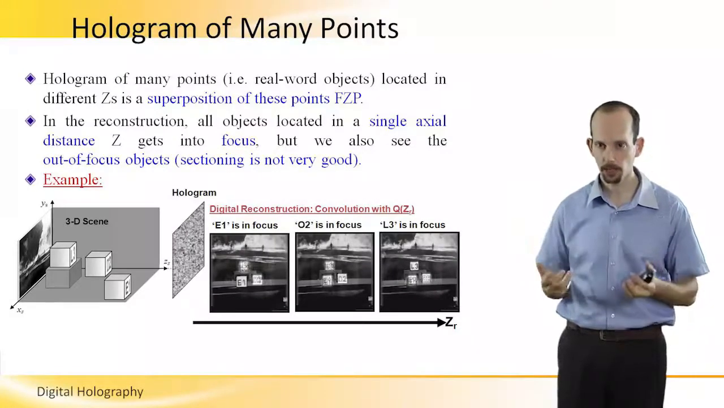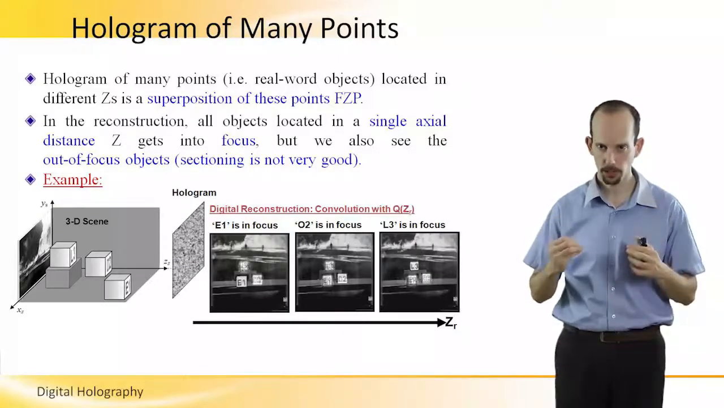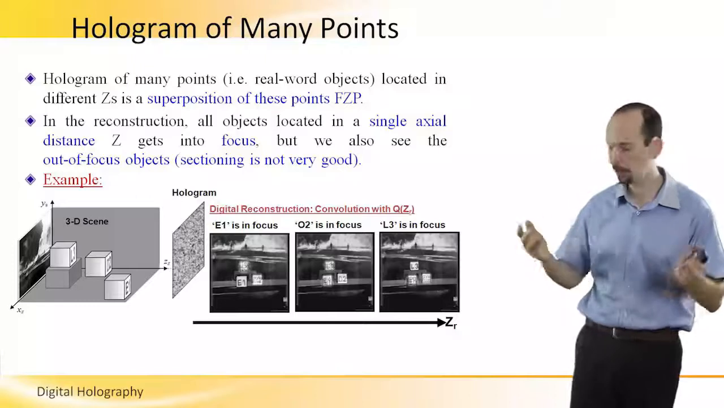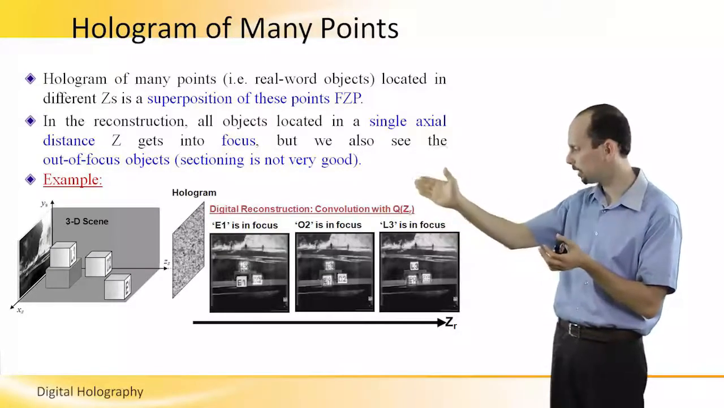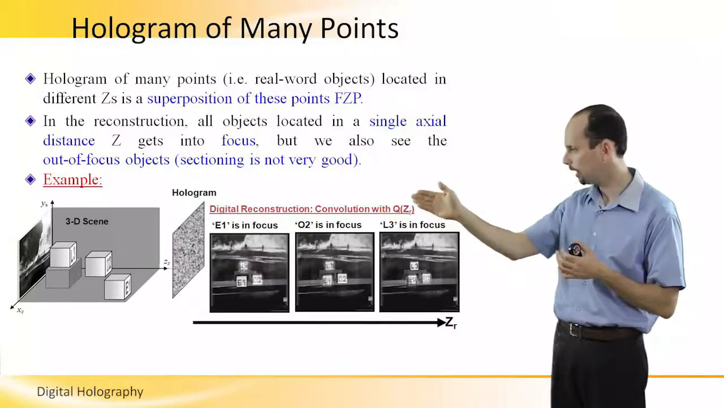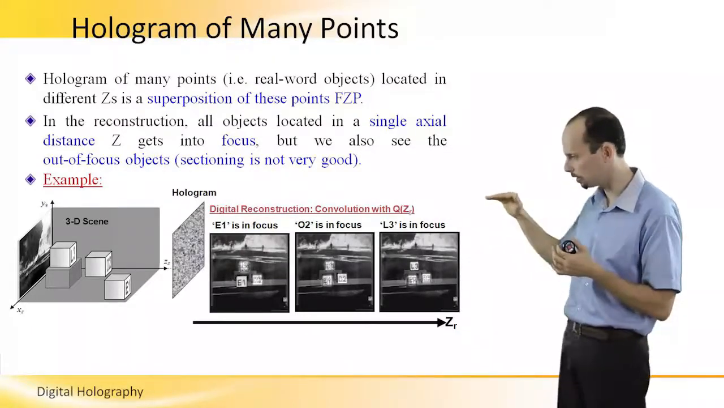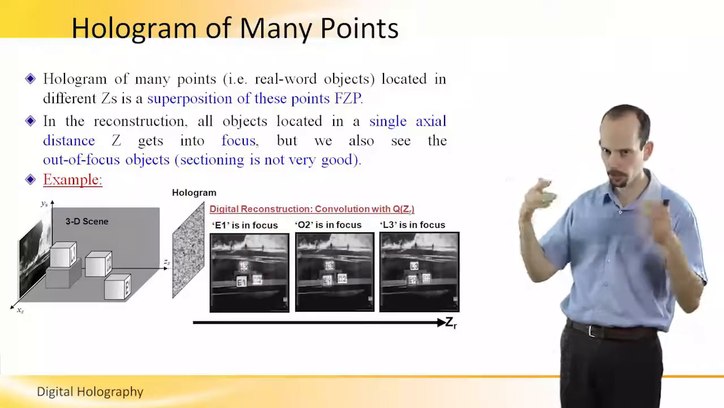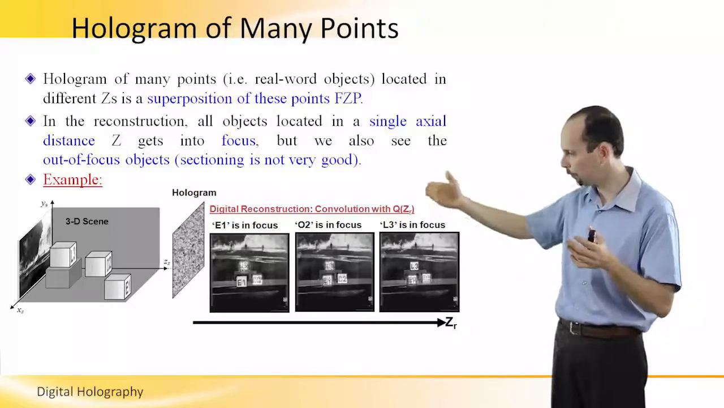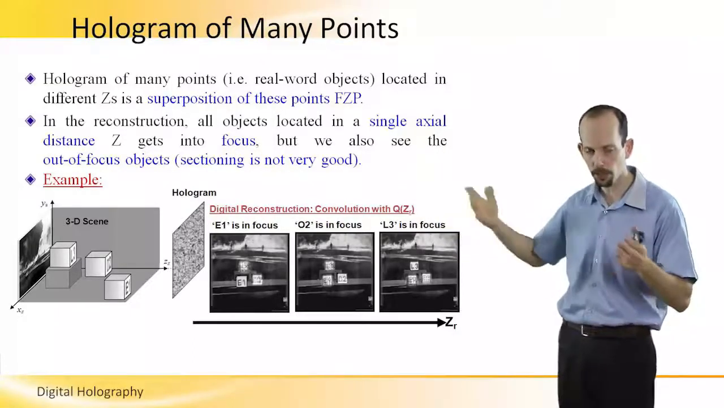And when I reconstruct the hologram, I'm getting each time the focused image, but I also see the out of focus objects. So the sectioning or the slicing is not perfect. As you can see in these examples in which I have several planes, the first cube, the second cube, the third cube, and the background, each time I change the reconstruction z, the z that I'm using in the quadratic phase function when I'm convolving it with the hologram, a different cube or a different plane is in focus, but I still see the out of focus images as well.